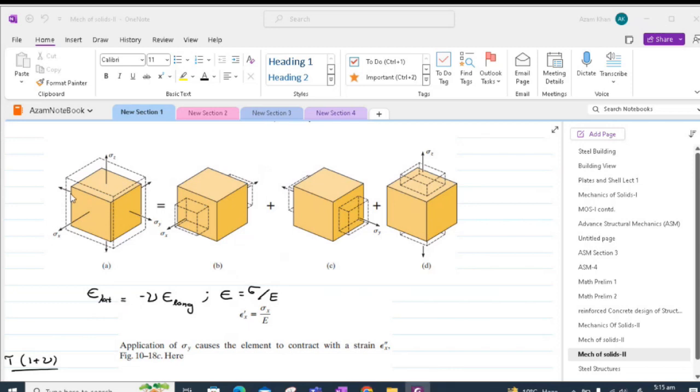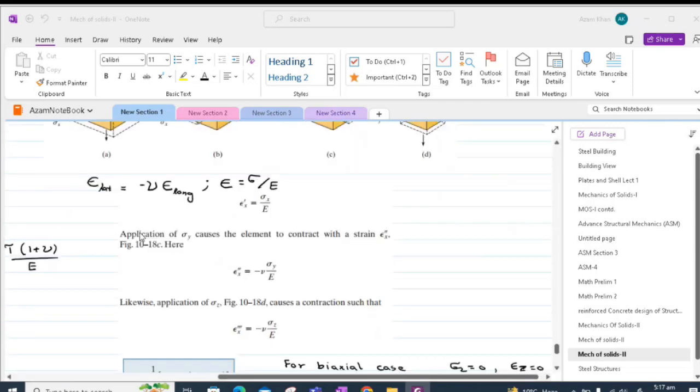In this 3D cube, stress is applied in the x direction. So the strain in the same x direction can be written as equal to sigma x by E. Due to this stretching strain, there will be compression developed in both the transverse directions. The strains in the transverse directions can be determined using the Poisson ratio.